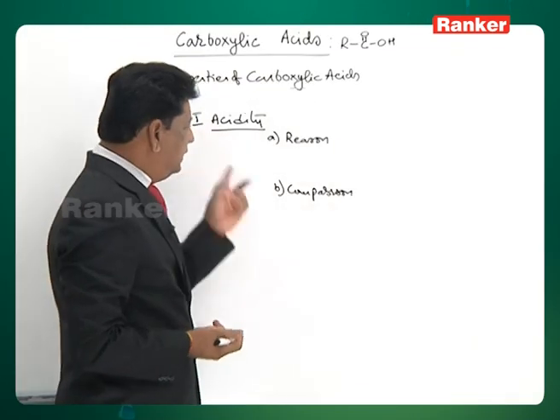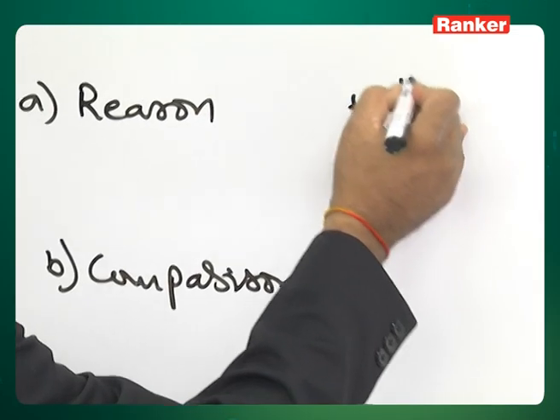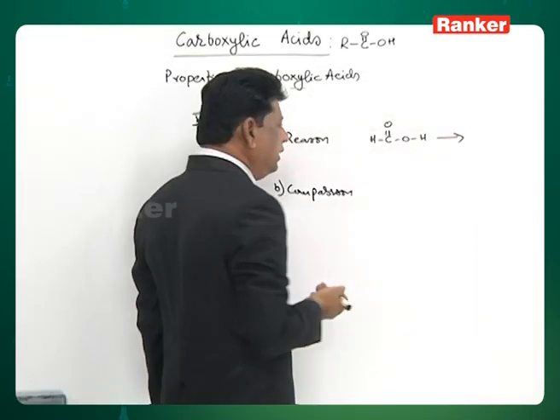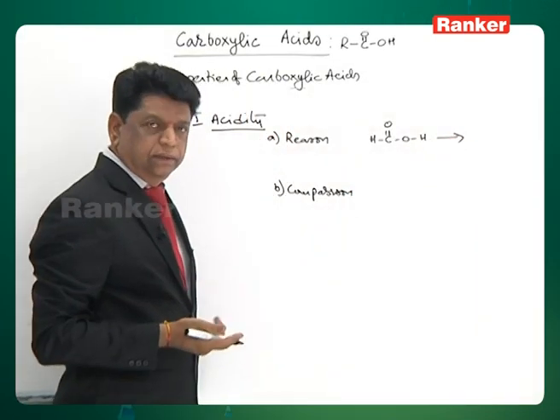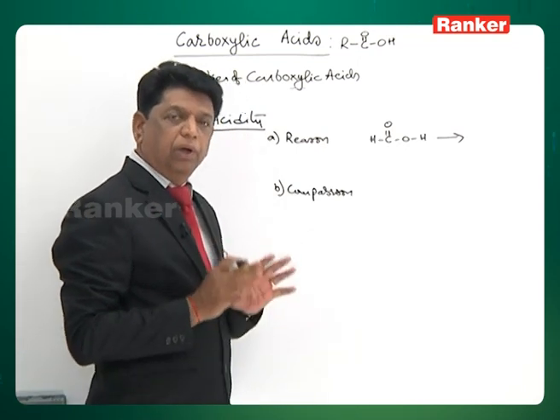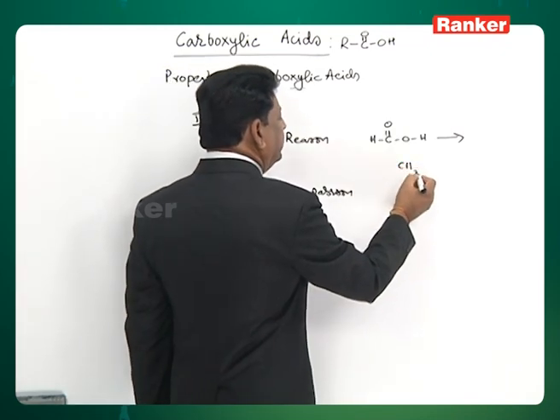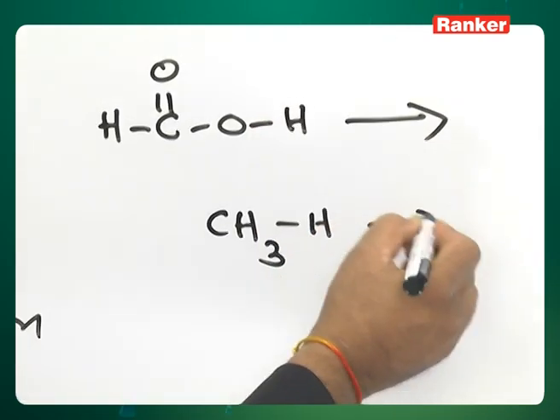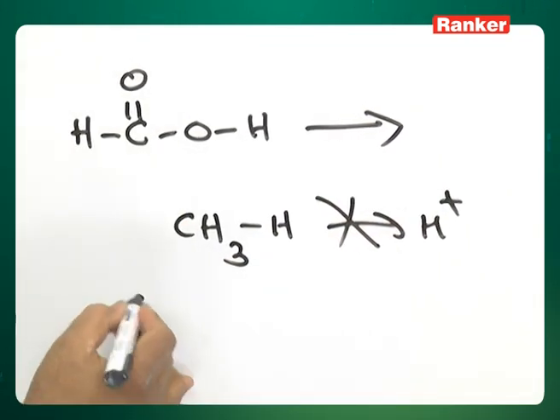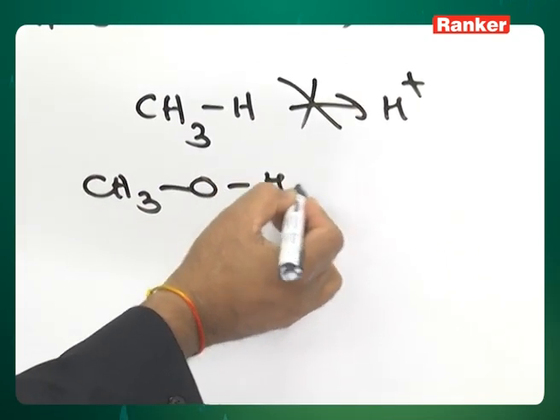Comparison of the acidity. The reason why, after all, a carboxylic acid like formic acid should give the proton. Do all compounds give the proton? First of all, to give the proton, there should be hydrogen in its molecular formula. But how many compounds? For example, methane is there. Will methane give the proton? Never gives, isn't it?